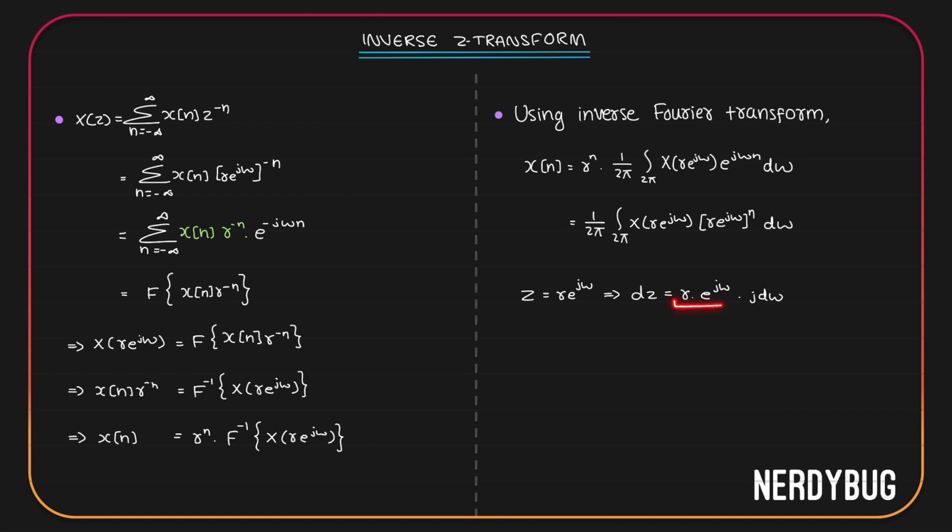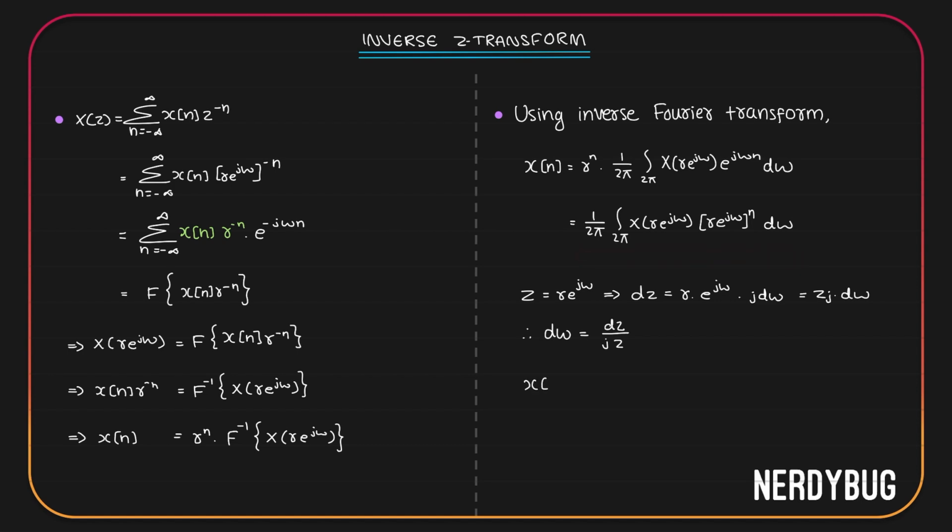But r e raised to j omega is just z. So we can write this is equal to z j d omega. Therefore, d omega will be dz divided by jz. Let us now modify this equation accordingly.